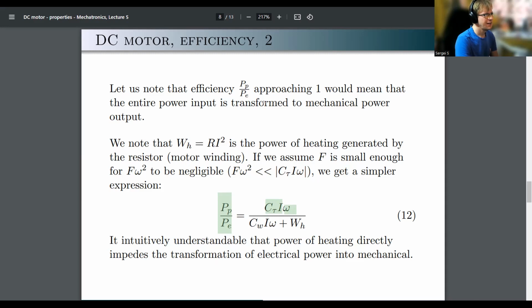Good. Downstairs, here we have a power of back EMF. All right, no problem. Plus heating. So if heating is higher, so we dissipate more energy in heat, this ratio will be lower. So the higher the heat, the lower this ratio. Makes sense, of course. Efficiency will be lower if we dissipate more power into heat. Perfectly understandable.